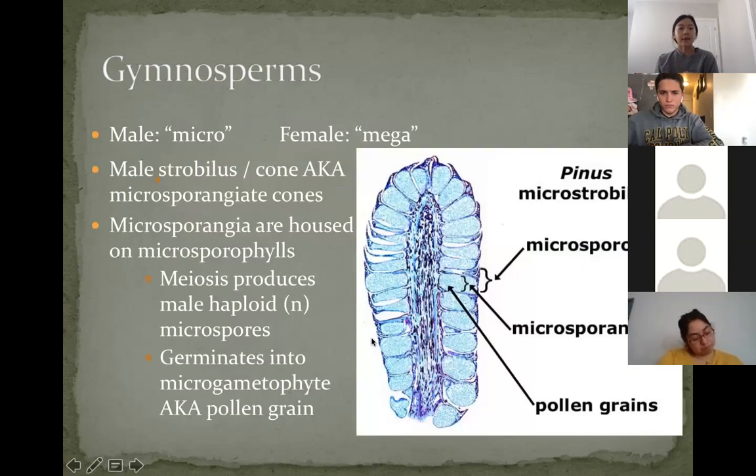Okay, so now we're gonna go into the microstrobili, or the male cones. Once again, anytime you see the prefix micro, it's referring to the male, and anytime you see the prefix mega, it is referring to the female.